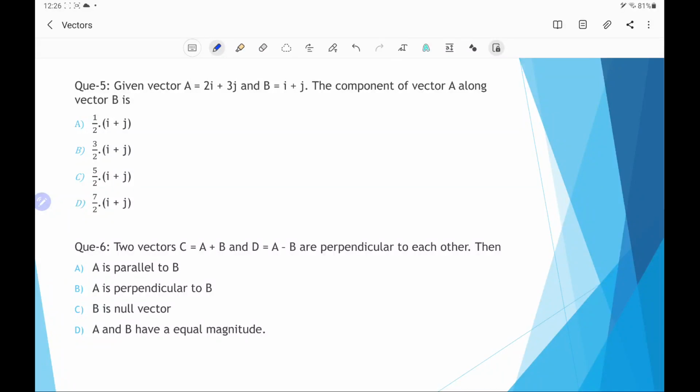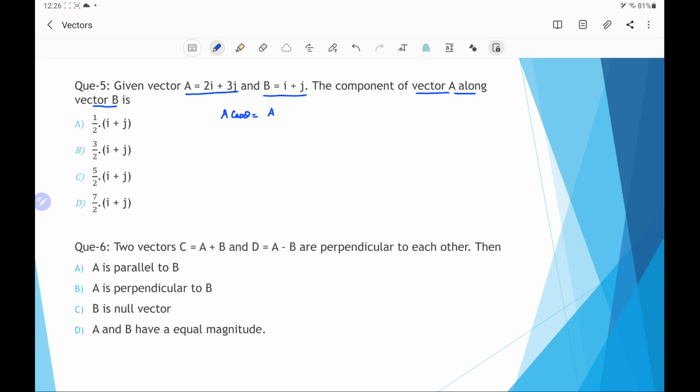Fifth question is, the given vectors A is 2i plus 3j and B is i plus j. Then the component of vector A along vector B. That means we have to find the projection of A along B. And projection of A along B in terms of magnitude will be A cos theta, where theta is the angle between the vector A and vector B.